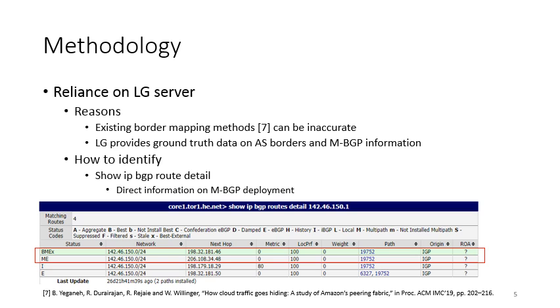Our method relies on data from LG server. There are 2 reasons. The first one is that the existing border mapping methods can be inaccurate. And the second reason is LG server data provide ground truth on AS borders and MBGP deployment. The direct information we use to identify MBGP is from the response to the command show ip bgp route detail.